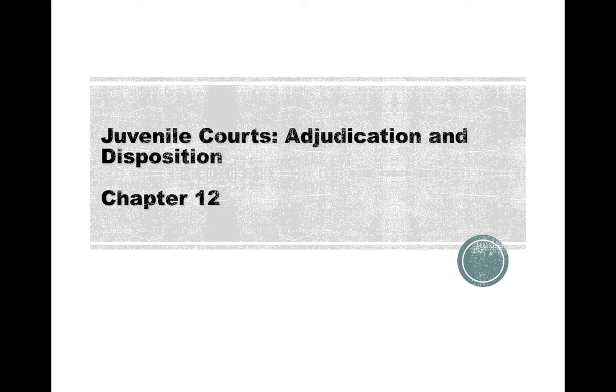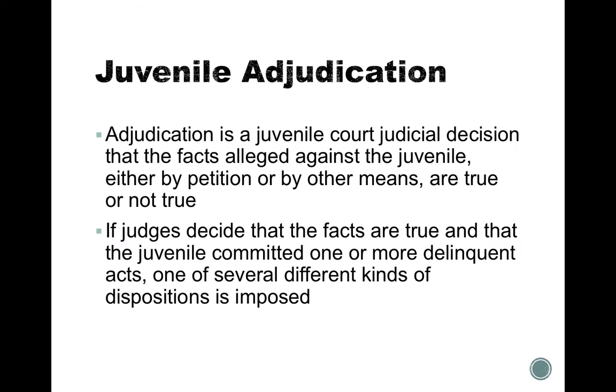Chapter 12 concludes our look at the juvenile justice system and looks at the courts, how people are adjudicated and how their cases are disposed of. Adjudication is basically, we use the same word in adult court, but it's the juvenile court decision that the facts alleged against the juvenile are true or not true. If a judge decides the facts are true, the juvenile committed one or more delinquent offenses, and then a disposition or sentence would be imposed.